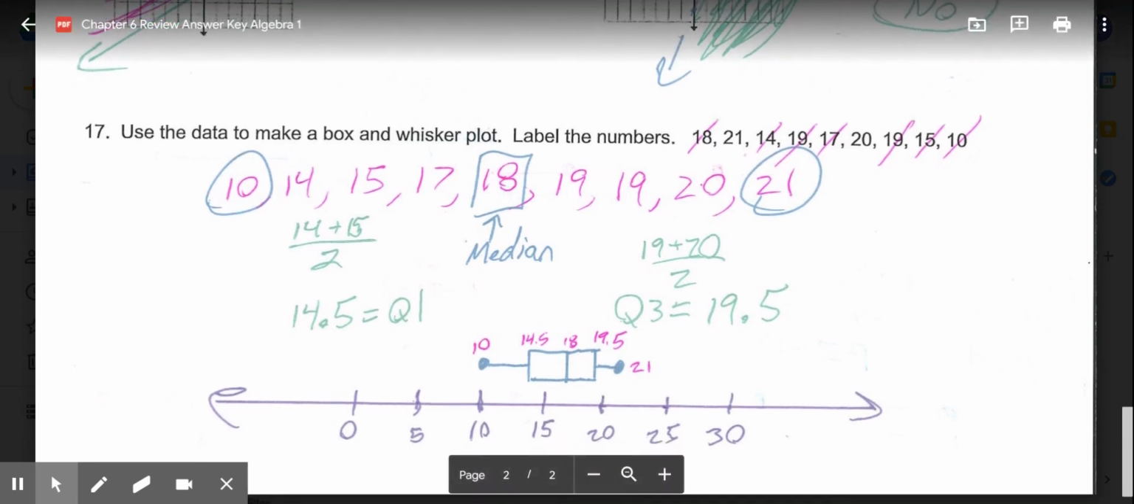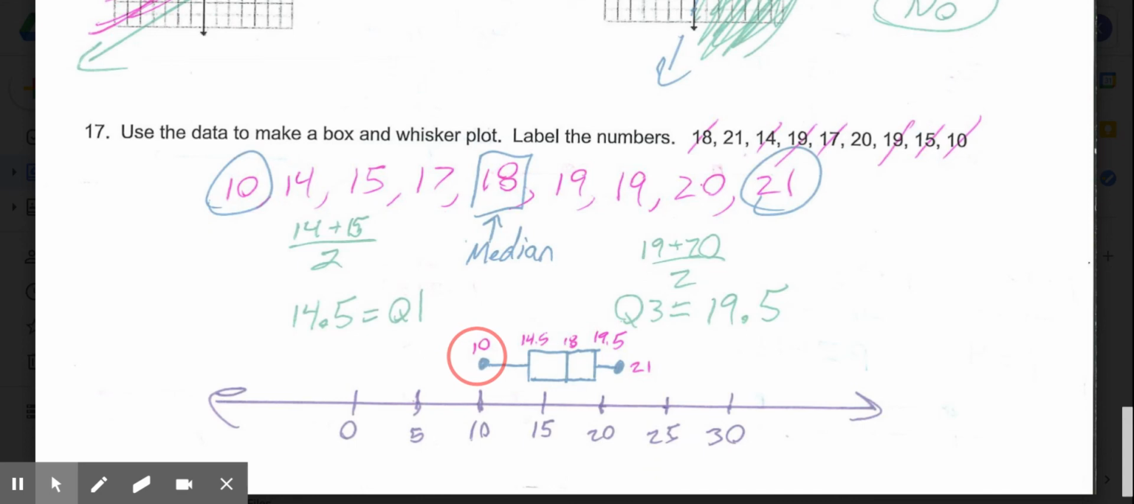So then when we create our box and whisker plot, whisker at 10, whisker at 21, the segment for the median at 18, segment for Q1 at 14.5, and the segment for Q3 at 19.5. Then you just draw the 2 lines to finalize the box, add the little segments for the whiskers, and you're done.